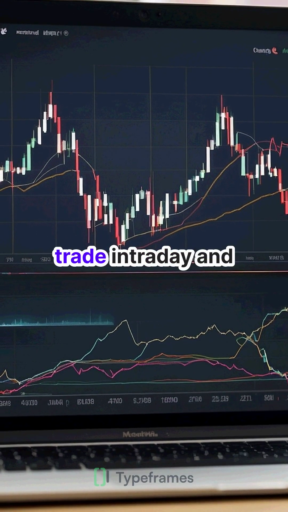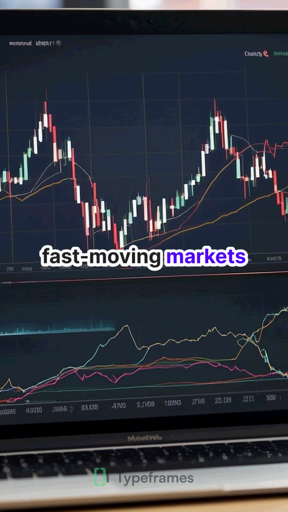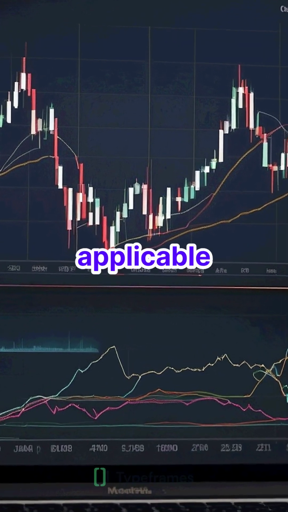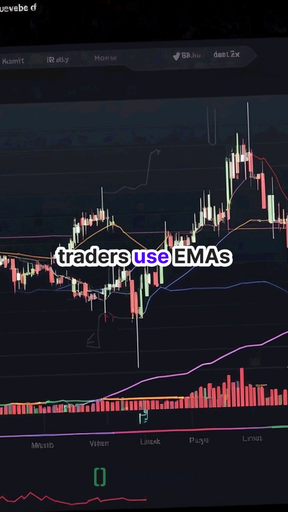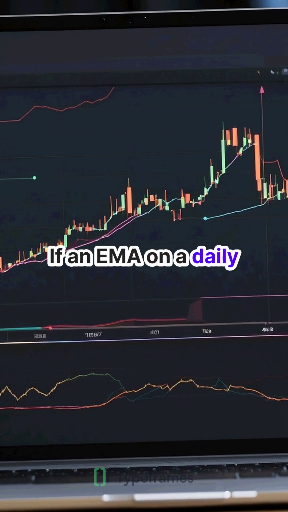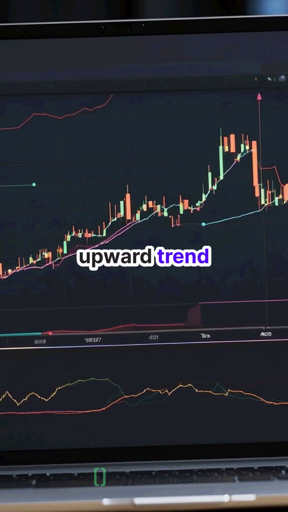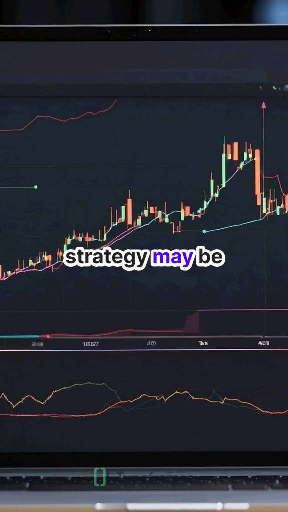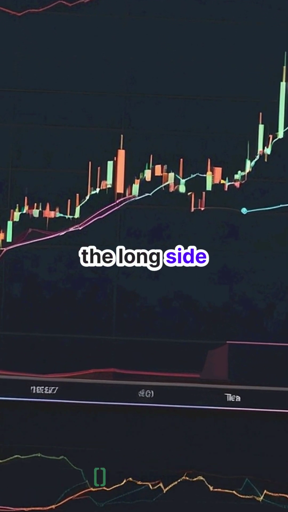For traders who trade intraday and fast-moving markets, the EMA is more applicable. Quite often, traders use EMAs to determine a trading bias. If an EMA on a daily chart shows a strong upward trend, an intraday trader's strategy may be to trade only on the long side.